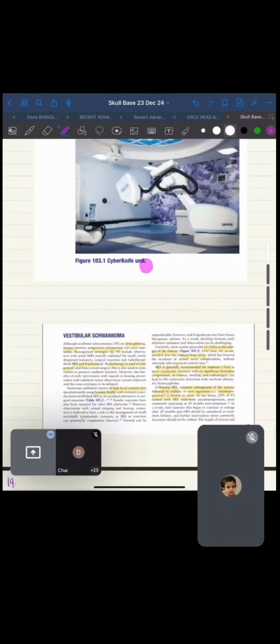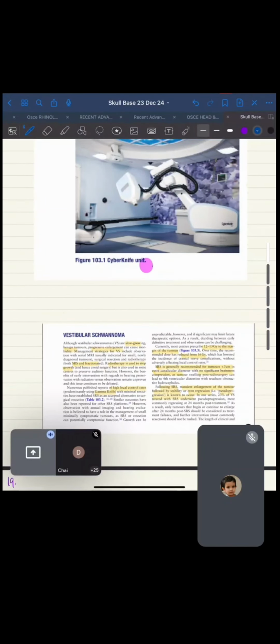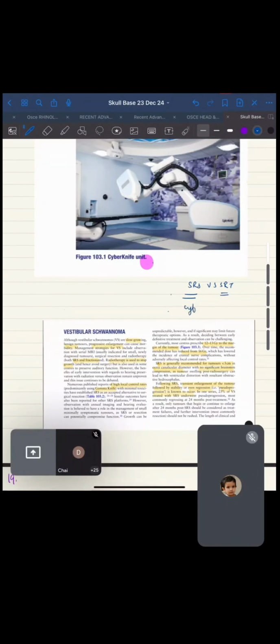The questions are, the first is the difference between SRS versus SRT. The answer goes as: in SRS there is only one dose, while in SRT multiple sittings are required. Okay, then they will ask you what is the difference between CyberKnife versus Gamma Knife.